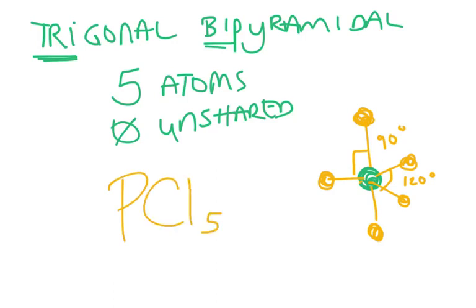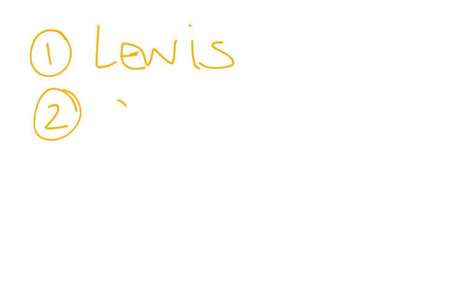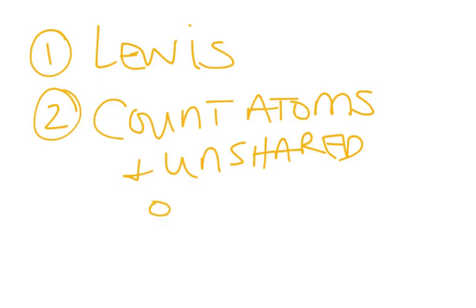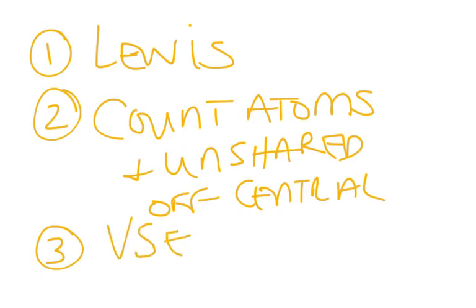Phosphorus and arsenic are famous for that. So really, all you have to do to determine the shape is 3 things. Number 1, draw the Lewis dot diagram. Number 2, count the atoms coming off the central. Again, it's all about the central. And count the unshared pairs off the central, not off the outside, just off that central atom. And then step 3, you just look at your VSEPR theory to figure out which it is.